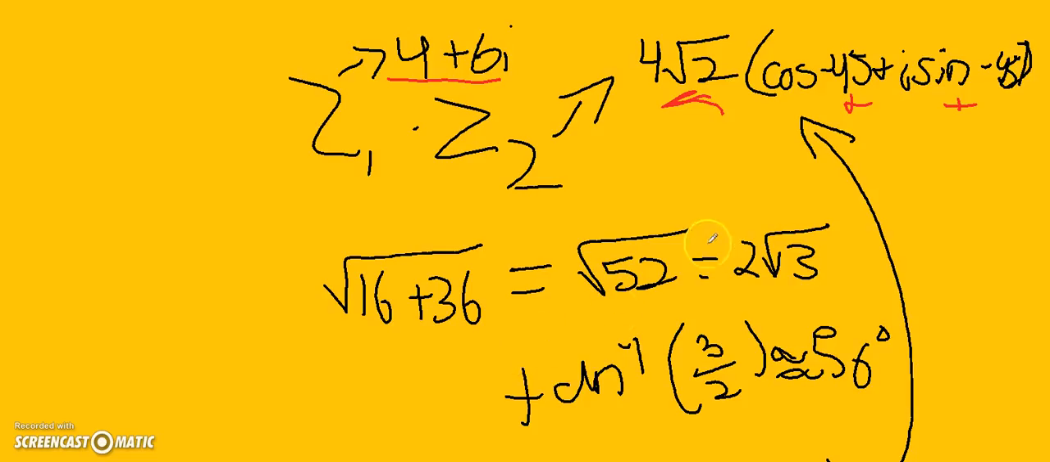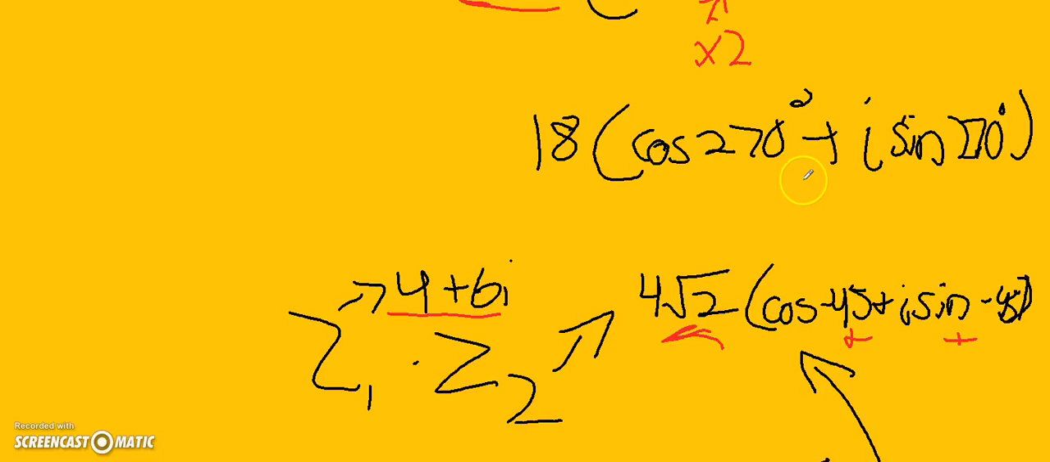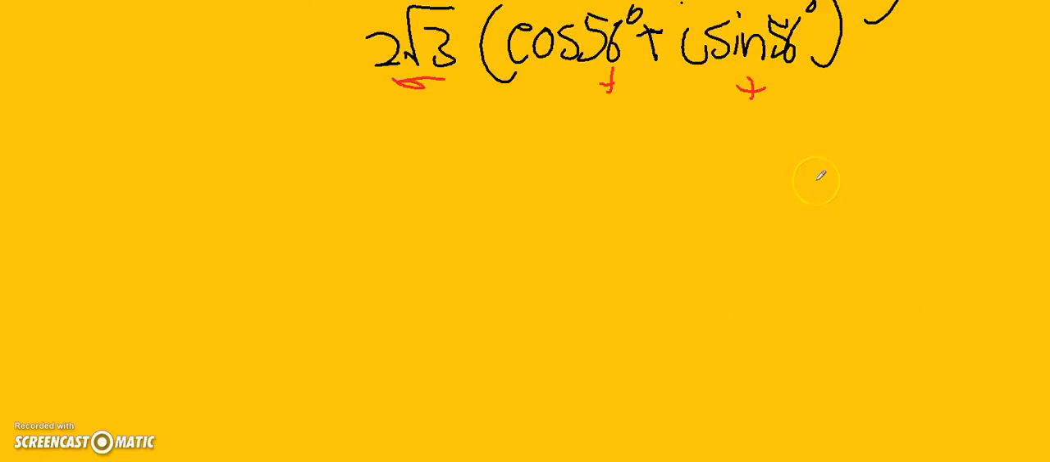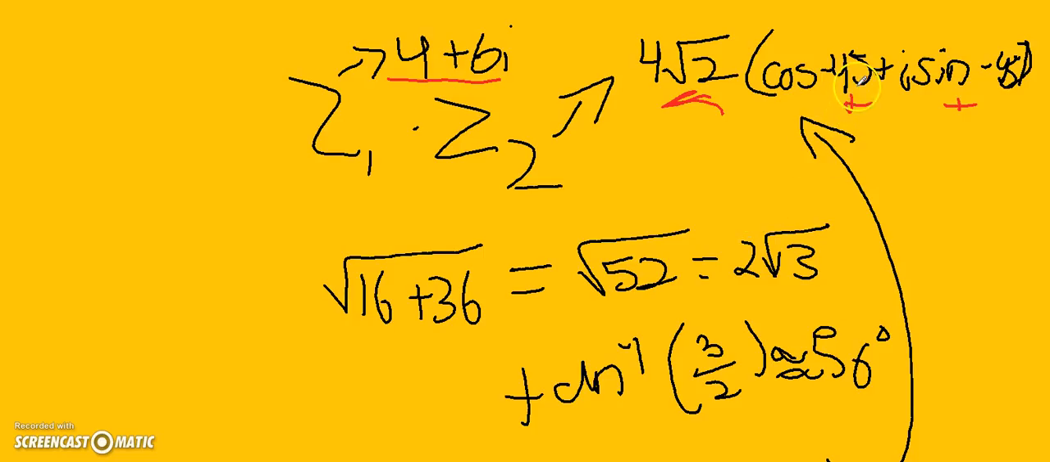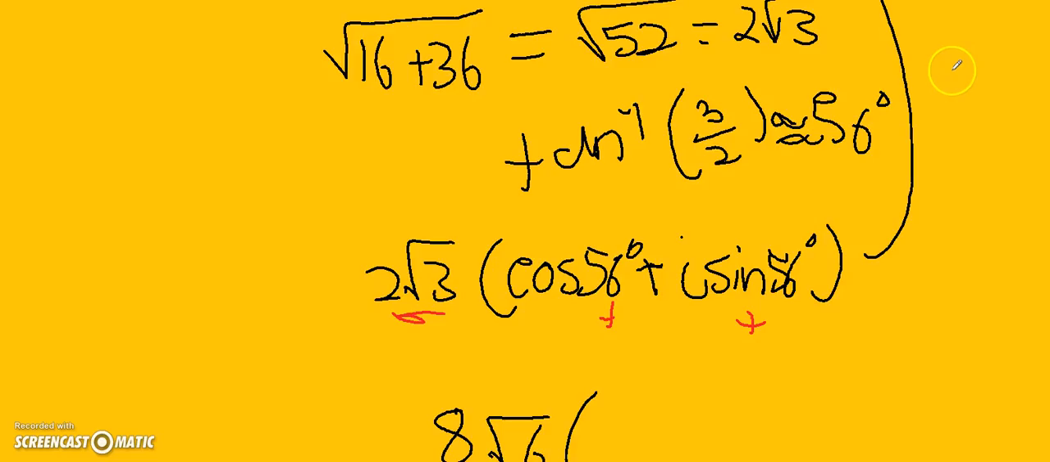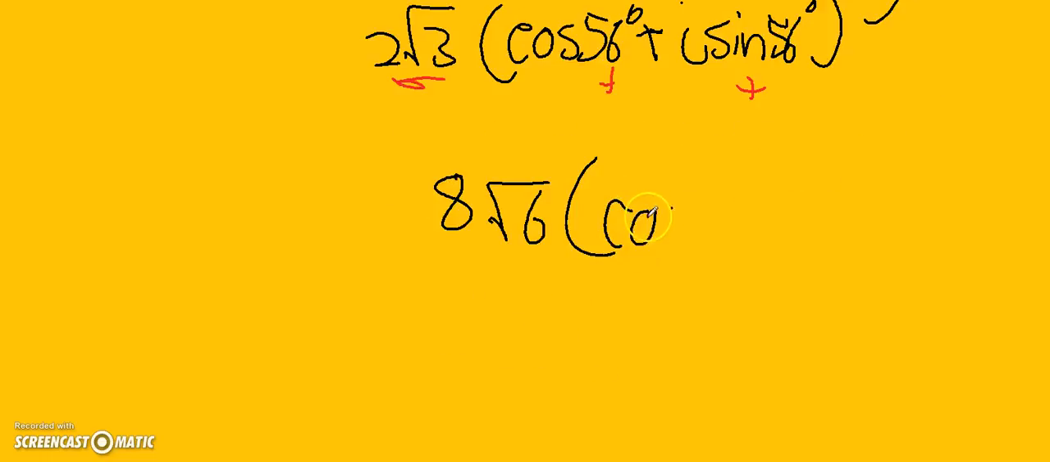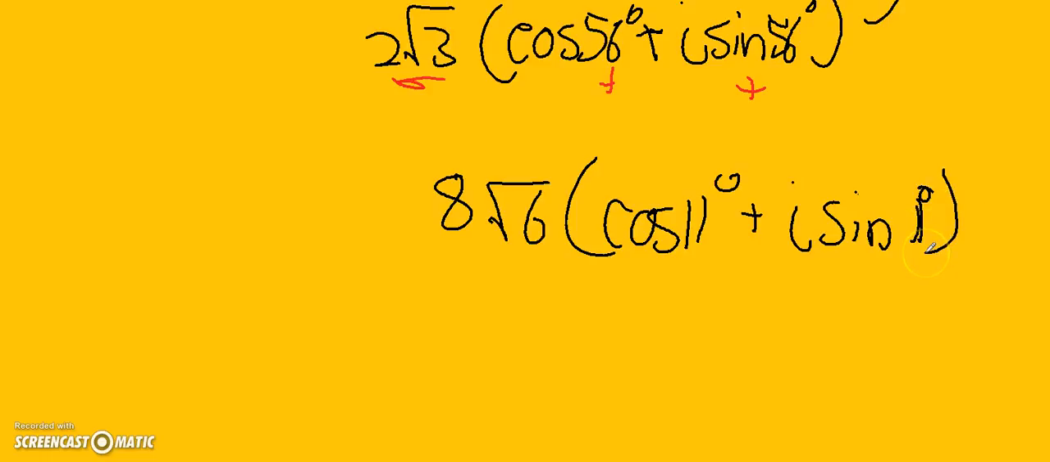So we can do 2 root 13 times 4 root 2. 2 times 4 is 8, and root 13 times root 2 is root 26. So this is 8 root 26 times, and we have to do 56 degrees plus negative 45 degrees. So 56 minus 45 is equal to 11. So this just equals the cosine of 11 degrees plus i sine of 11 degrees. And there we go, we're done.